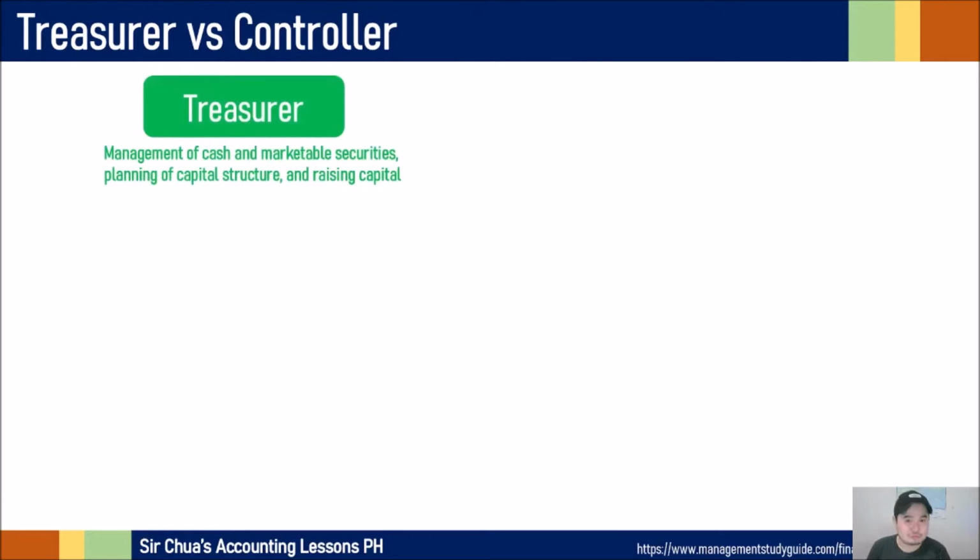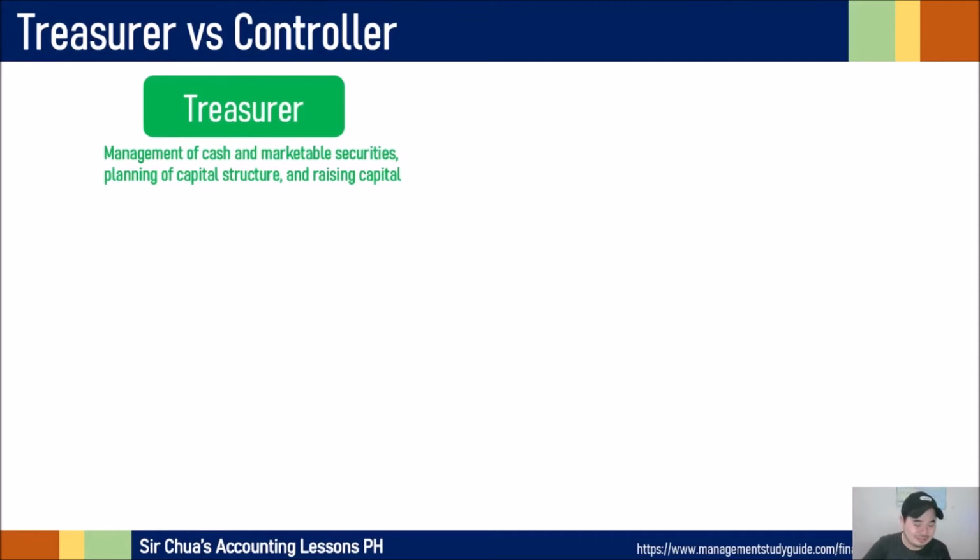Treasurer's function in totality is about management of cash, marketable securities, planning of capital structure, and raising capital. Basically, a treasurer is about the funds of the entity. Where can we get funds for our operations? Where can we get funds for our big project? Where can we get funds for our long-term investment that we are planning?